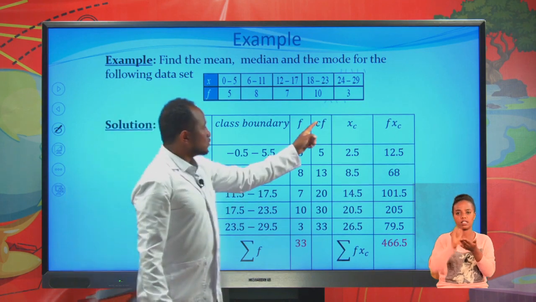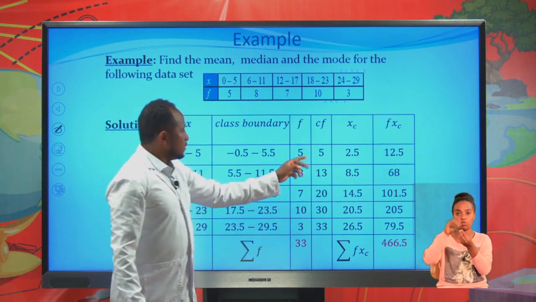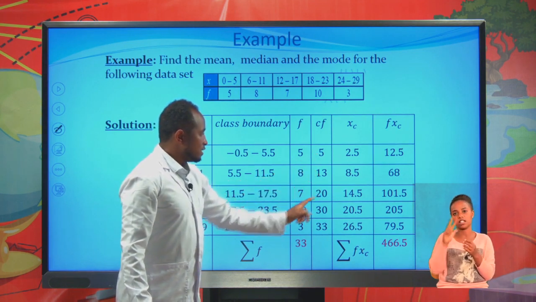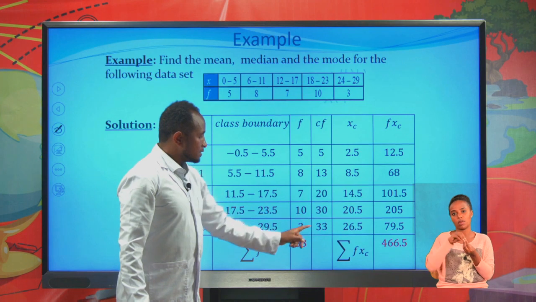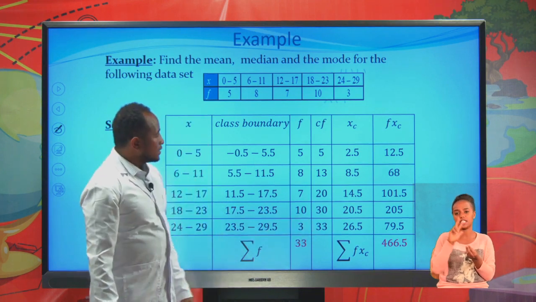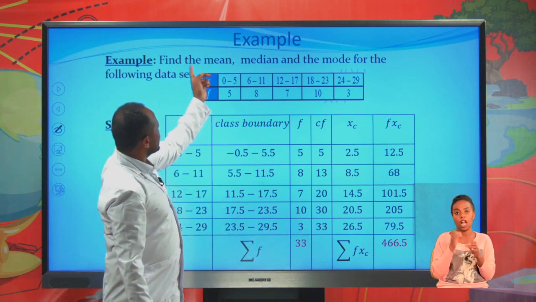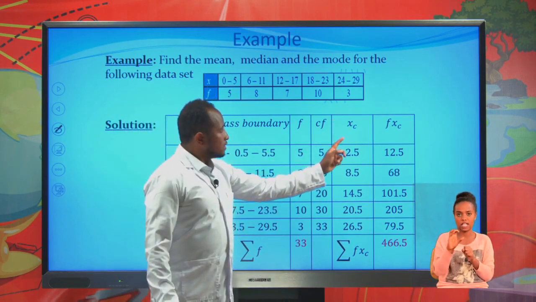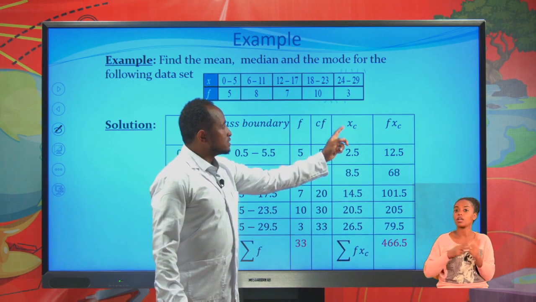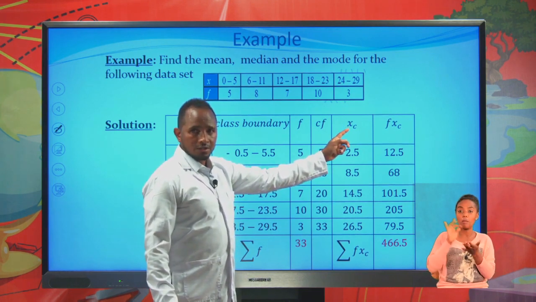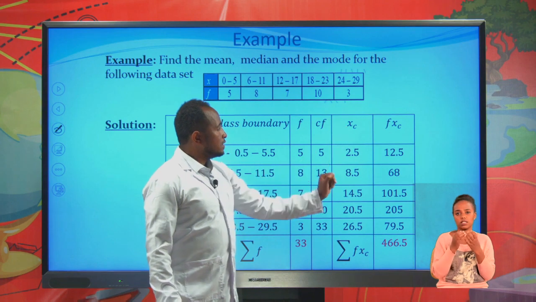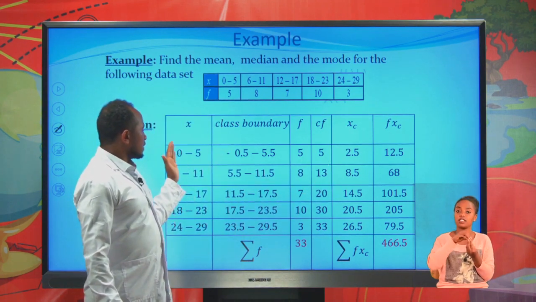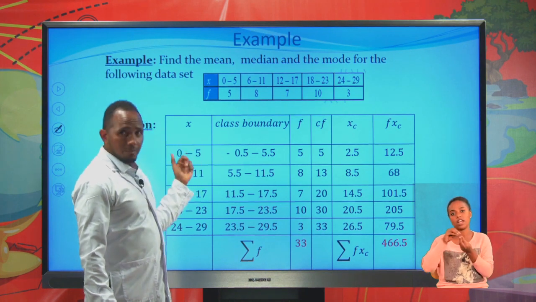And we need to find also cumulative frequency. Cumulative frequency: 5, 5 plus 8 is 13, 13 plus 7 is 20, 20 plus 10 is 30, 30 plus 3 is 33. And since we need to calculate the mean, we need to find XC, the class midpoint of each class. The class midpoint is obtained by adding the lower class limit and upper class limit and dividing by 2.